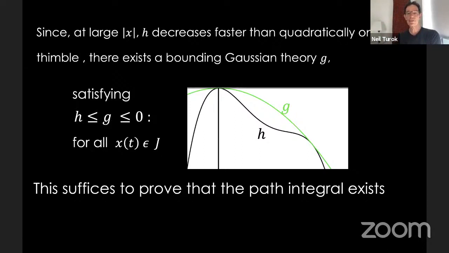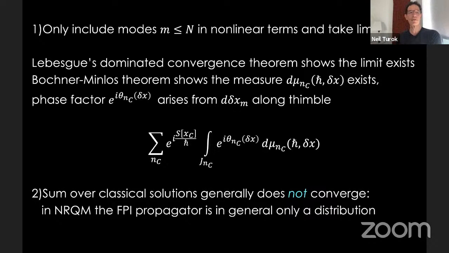So you'll be happy to learn that at least for simple x to the fourth and other monomial theories, one can show that the real-time path integral does exist. There are some technical details. The proof relies on Lebesgue's dominated convergence theorem using that bounding Gaussian theory, and also on the Bochner-Minlos theorem, which is the usual way to prove that a well-defined measure exists. It turns out it's easier to show that the characteristic function exists, and this implies that the measure is well-defined.